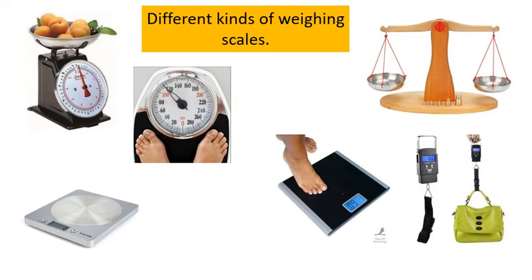Next, let's have a look at different kinds of weighing scales. Let's look at these two first. Now, these are usually found in the kitchens or maybe in a vegetable shop where you would weigh light things like fruits and carrots, or cooking things like flour or your sugar when you're cooking. So these you tend to find in the kitchen.